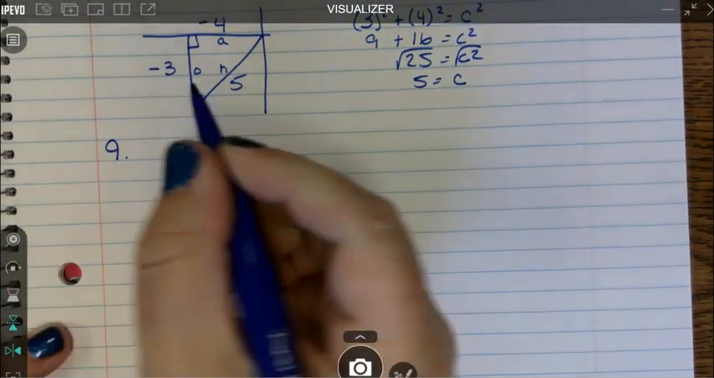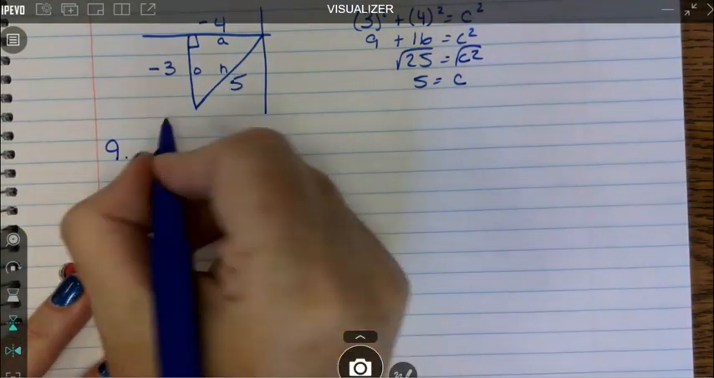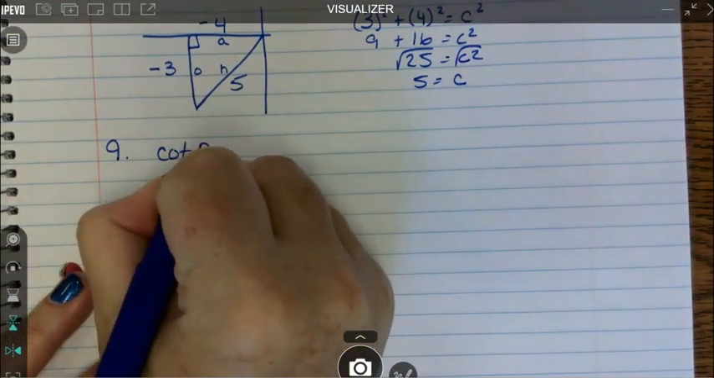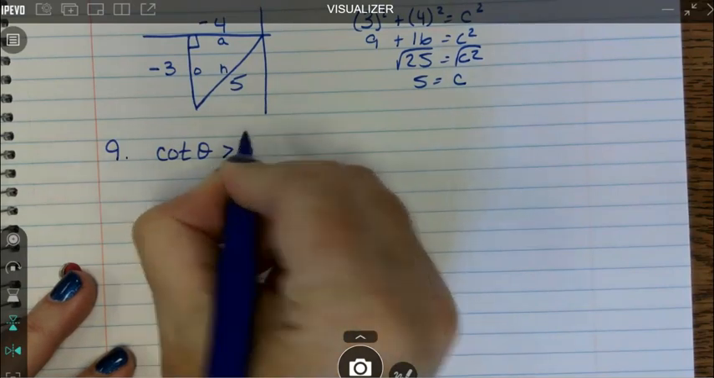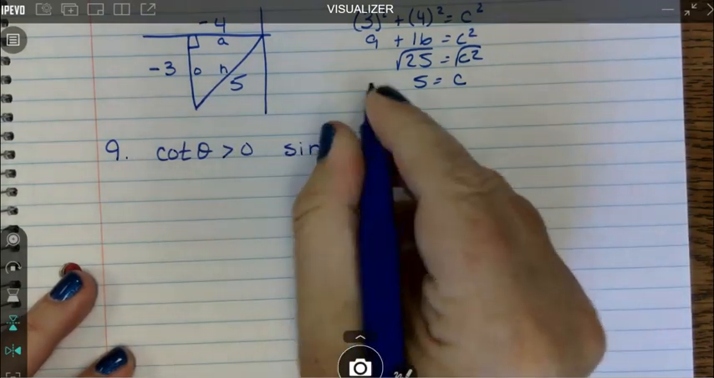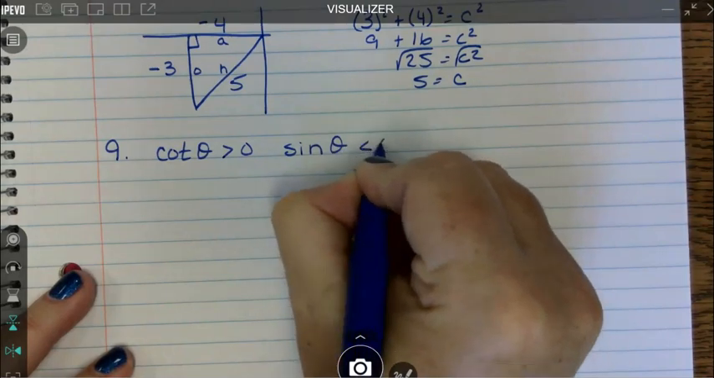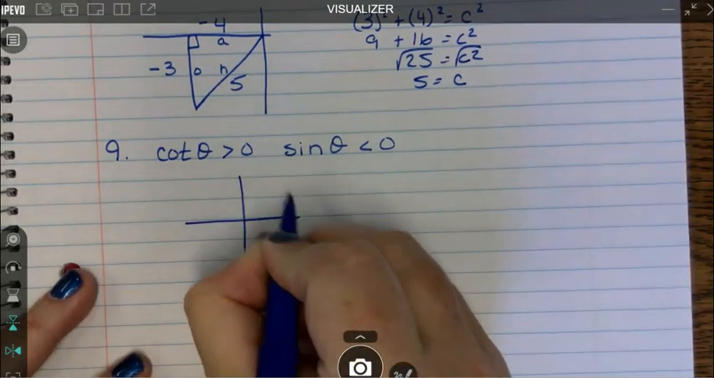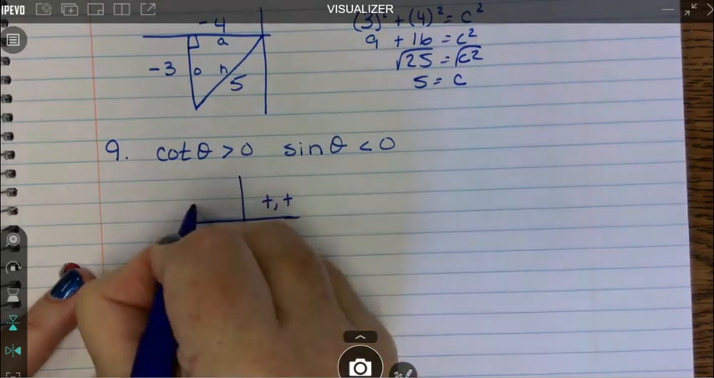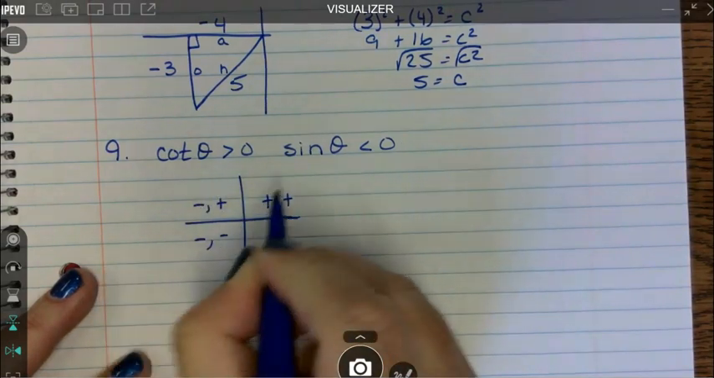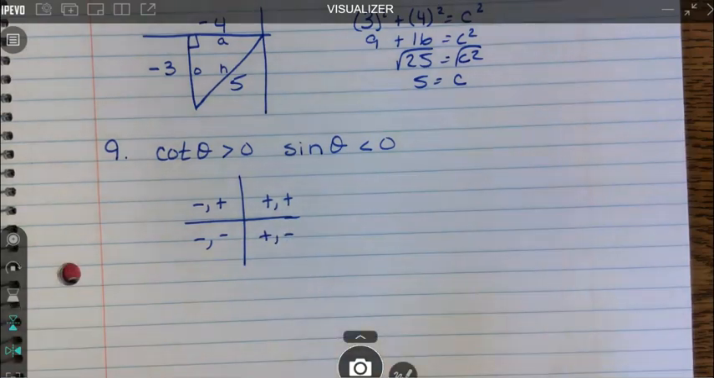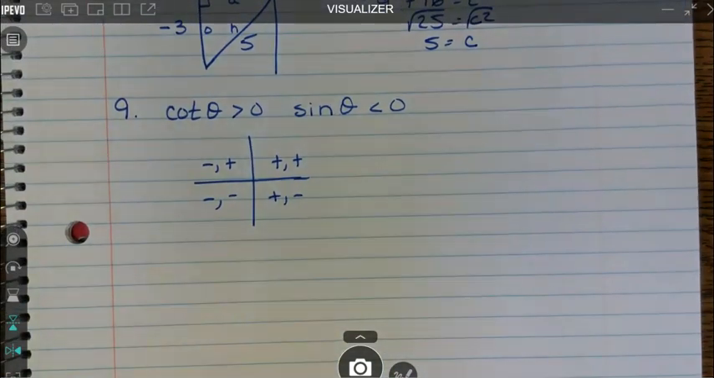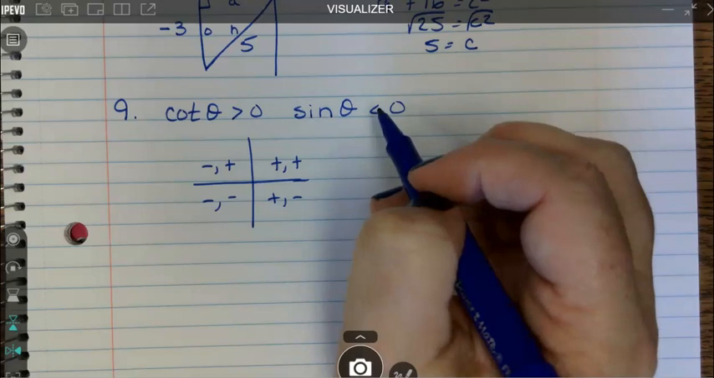Number 9. They're giving us this piece of information. And sine is... Okay. So here we go. My advice is to do this for these types of problems. Okay. So let's handle the sine one first.